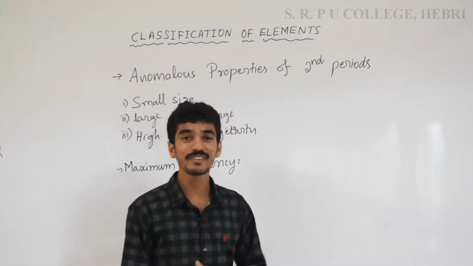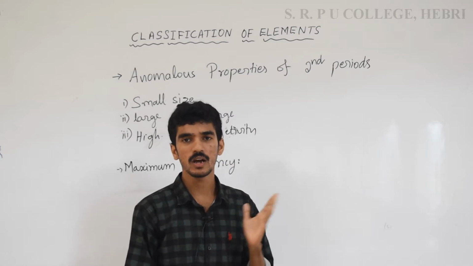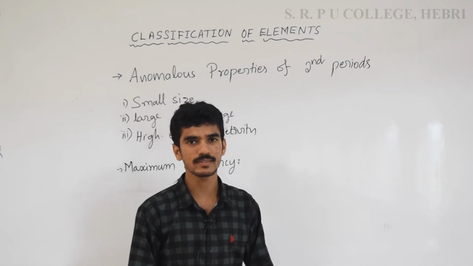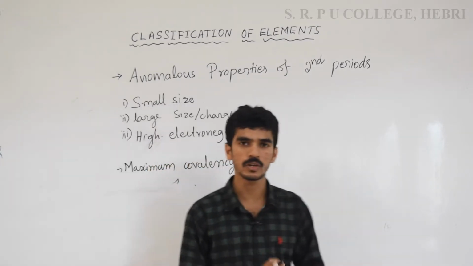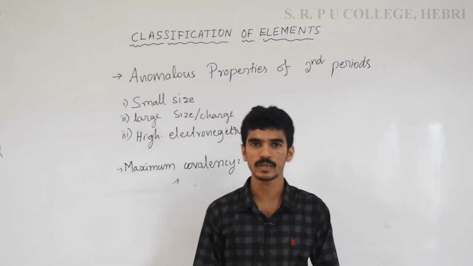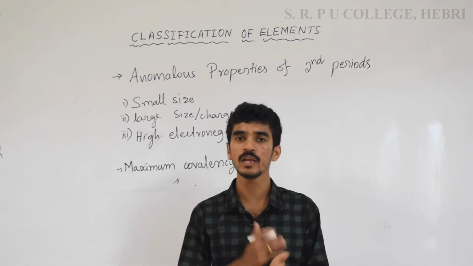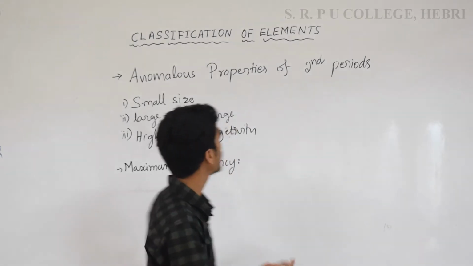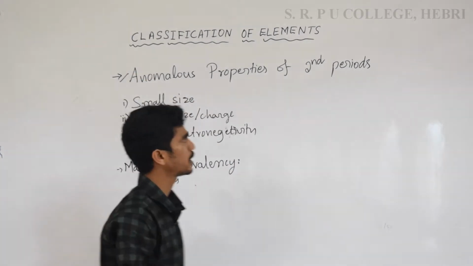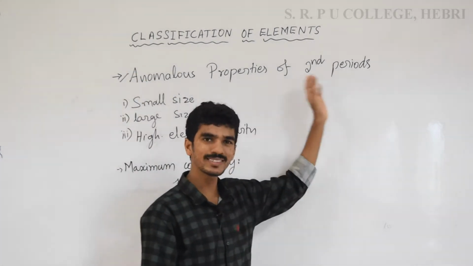Dear student, in the previous class we discussed the chemical properties like oxidation state calculation. Now we'll move to the last part of that concept, that is anomalous property and chemical reactivity between the different kinds of elements. First we'll look at the anomalous properties of elements in the second period.